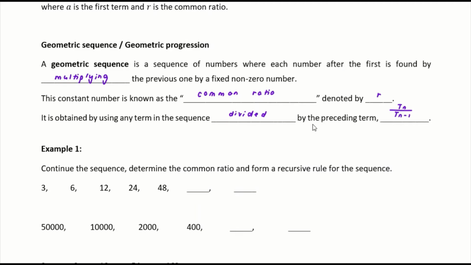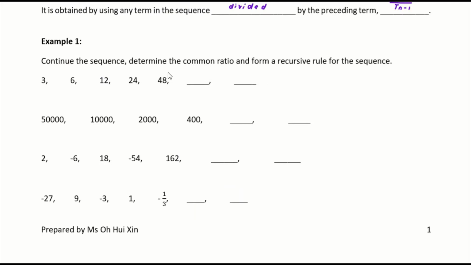So now let's look at example 1, to look at some of the geometric sequences that we have. Example 1: continue the sequence, determine the common ratio, and form a recursive rule for the sequence. As you can see, I think the first one is quite easy.